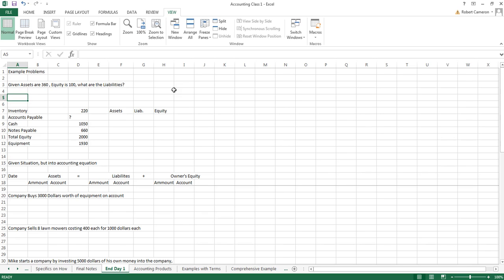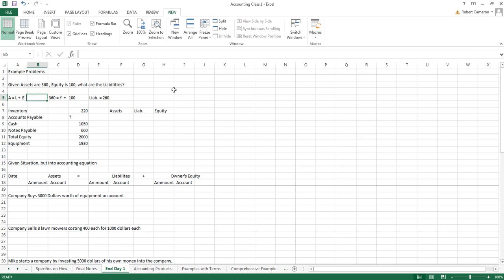So, given assets are 360, equity is 100, what is liabilities? Well, this is just a simple accounting equation. So, assets equal liabilities plus equity. So, 360 equals an unknown plus 100. And then, of course, just doing a little bit of arithmetic, 360 minus 100, liabilities are equal to 260. And those are sort of some beginning problems you might see.